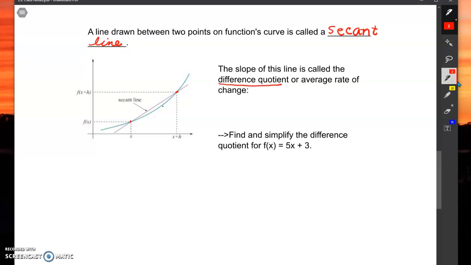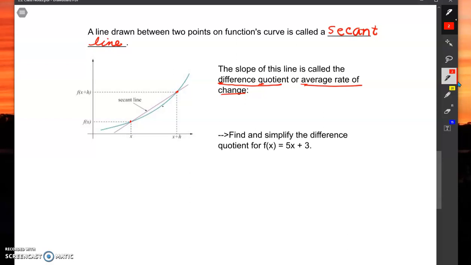That's called the difference quotient or the average rate of change. So whenever you see those words, difference quotient or average rate of change, there is a formula for that, and that's the slope of this line. So I did a little labeling here on this line.